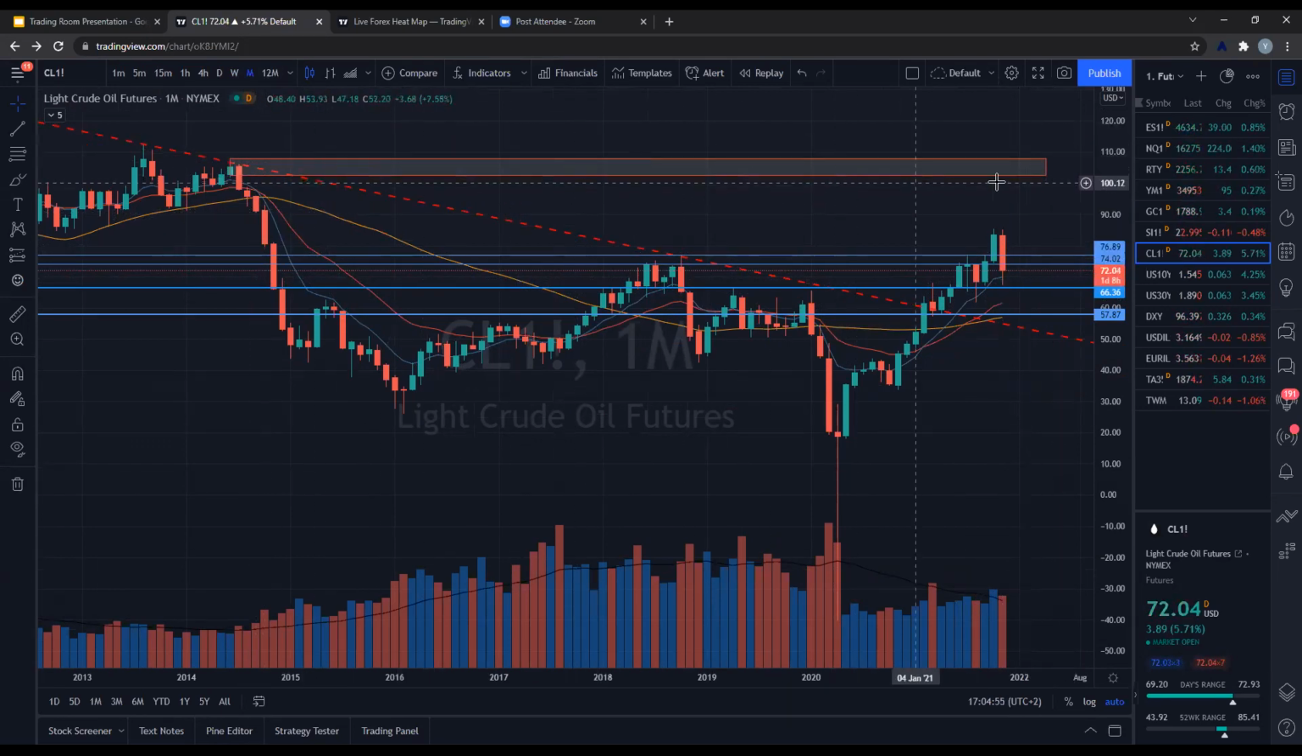As drawn here, the major supply zone is around 102 or so. I don't really want to think about oil prices or gas prices for cars if the price goes all the way up there. It's almost a 50% move to the upside.